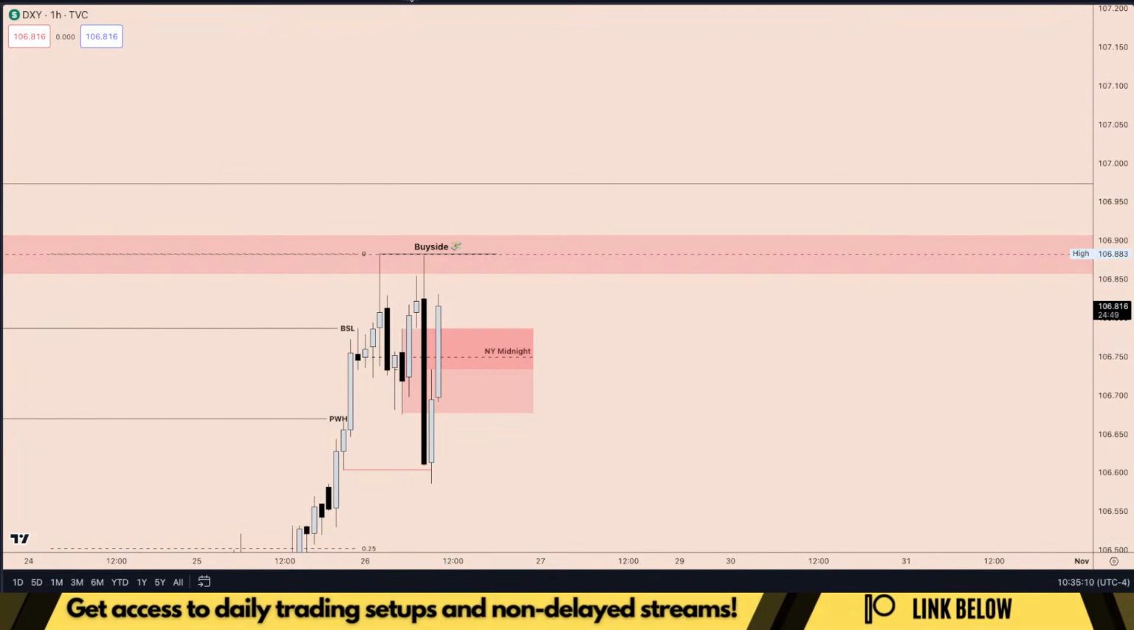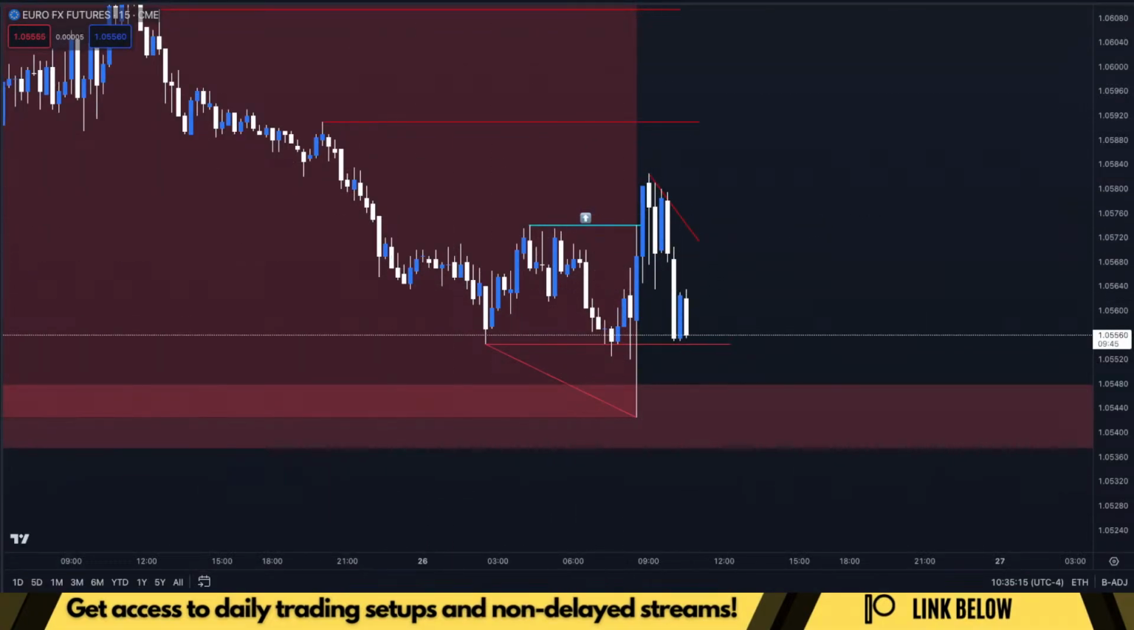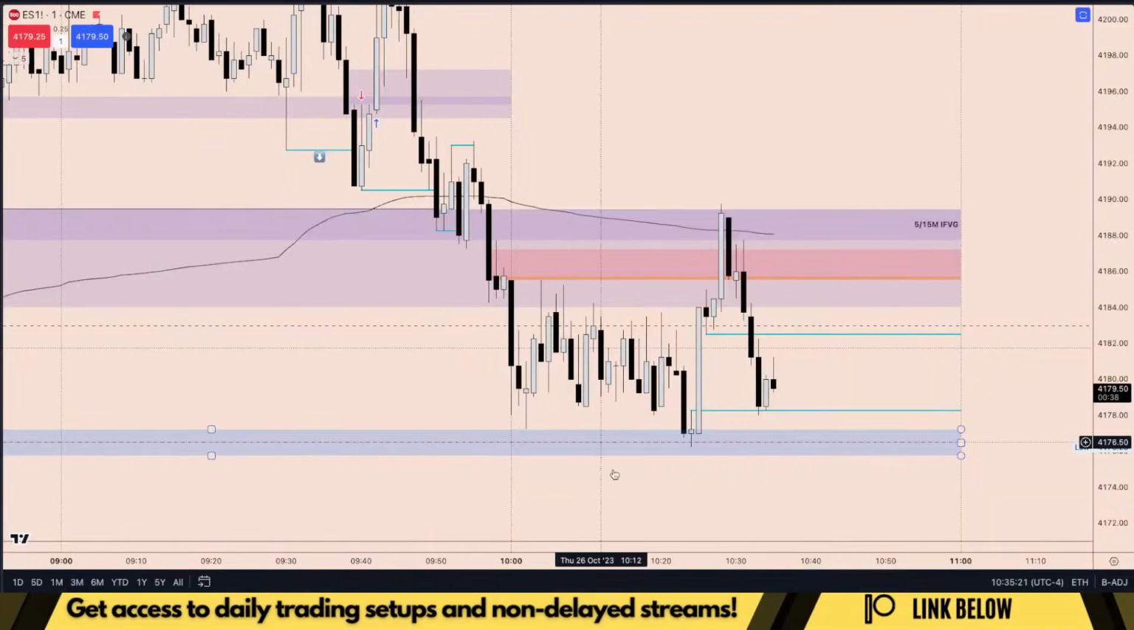DXY pushing up strongly, EU rejecting, 15-minute bearish. The hourly candle is going to close in 24 minutes. And guys, if you want me to look at a different chart as well, feel free to ask me.